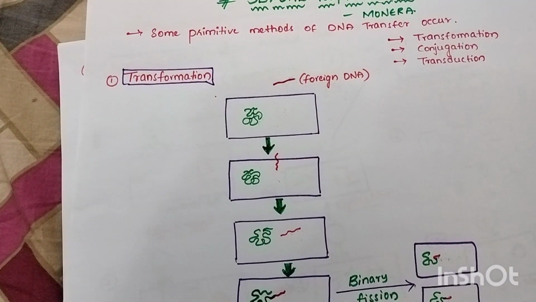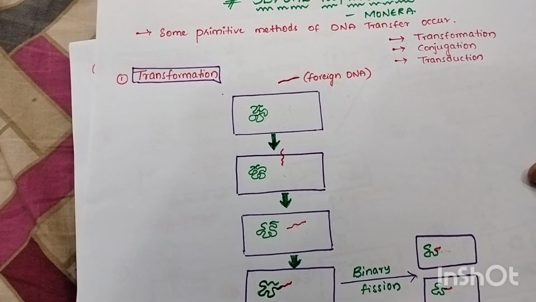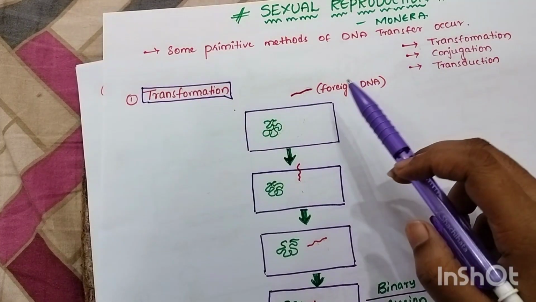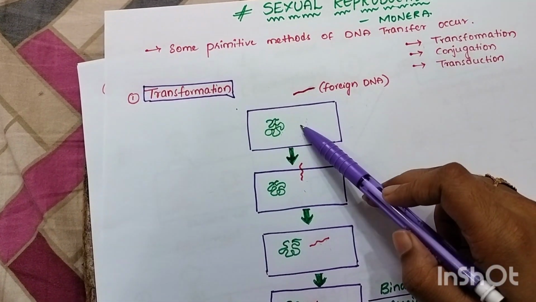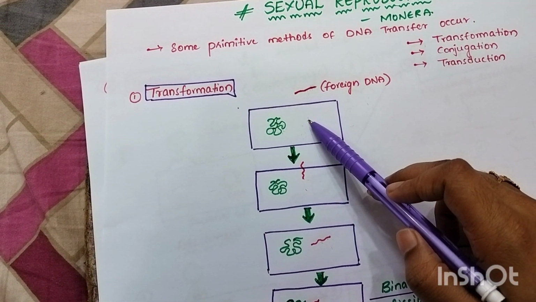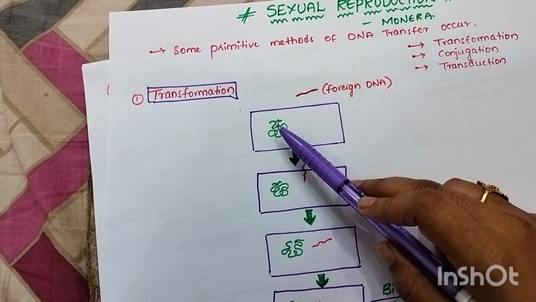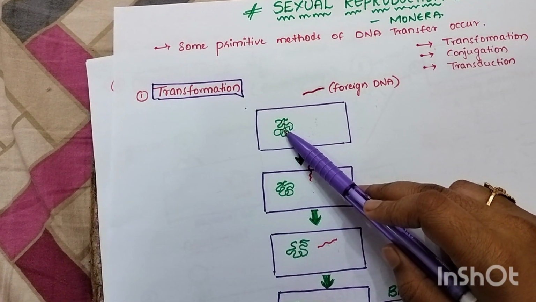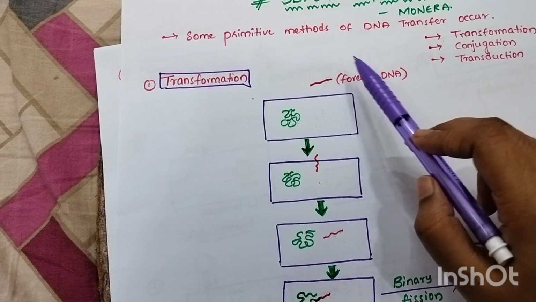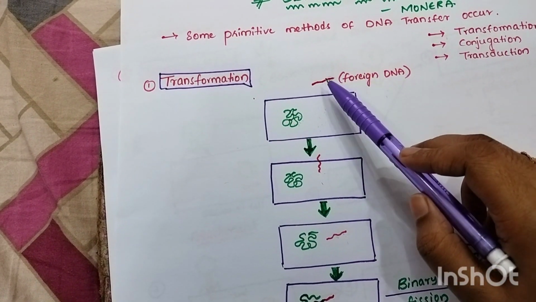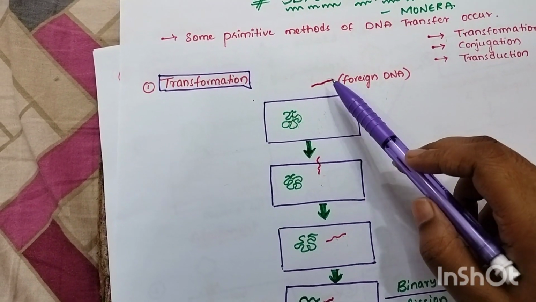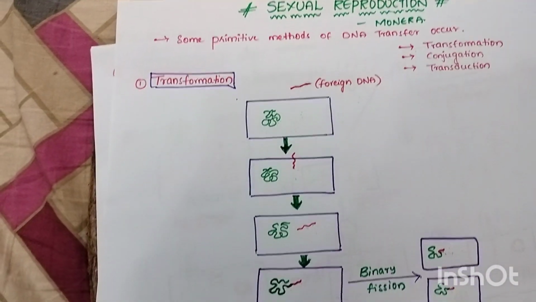So this is all about the transformation. The main thing we have to remember is the bacterial cell is taking up this foreign DNA and incorporating that DNA into its own genetic material. So here the external environment is acting as a medium for this transformation.